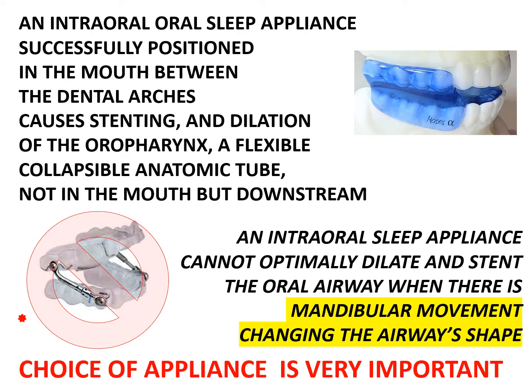So here we see an oral sleep appliance successfully positioned in the mouth between the dental arches causes stenting and dilation of the oral pharynx, a flexible, collapsible anatomic tube not in the mouth but downstream. Upper left, upper right, you see the Moses Alpha. Lower, you see a different appliance which allows mandibular movement. An intraoral sleep appliance cannot optimally dilate and stent the oral airway when there is mandibular movement changing the airway's shape. Choice of appliance becomes very important.